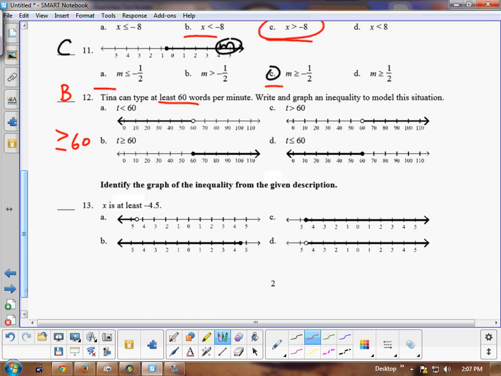Identify the graph of the inequality of given description. X is at least negative 4.5. Again, at least is greater than or equal to. And if we remember, at least is the floor. So you are greater than or equal to the floor. So that's going to be letter C.